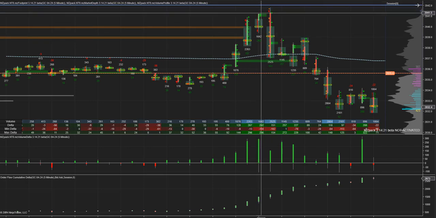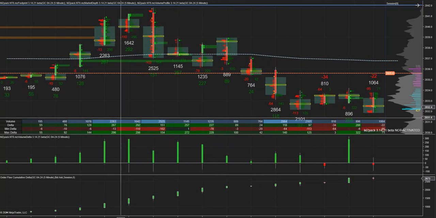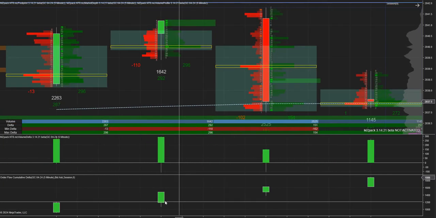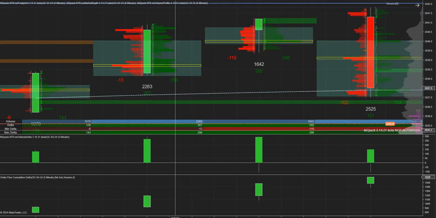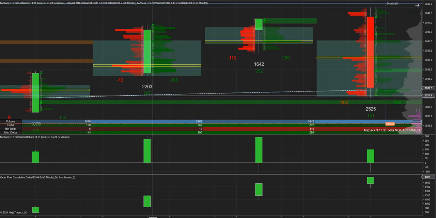Okay, the market was moving up aggressively. People were aggressively lifting the offer, right? So let's take a look at it here, guys. I'm gonna zoom in here. So let's take a look at this candle. Volume is 2200, delta is 267. So everything is good about this candle.